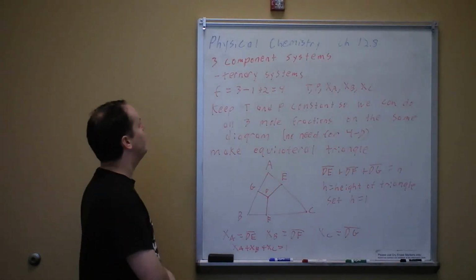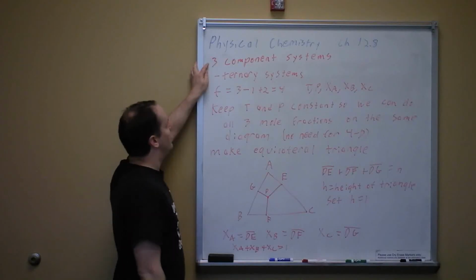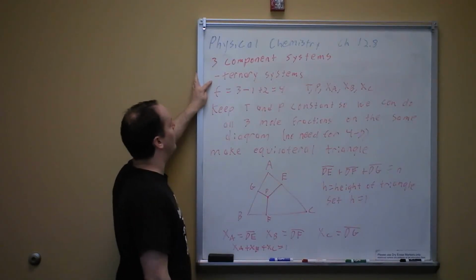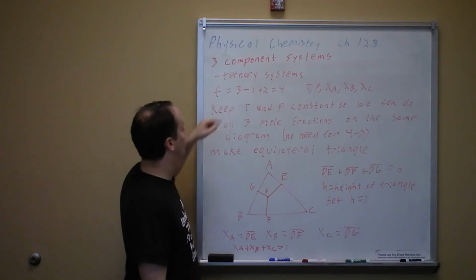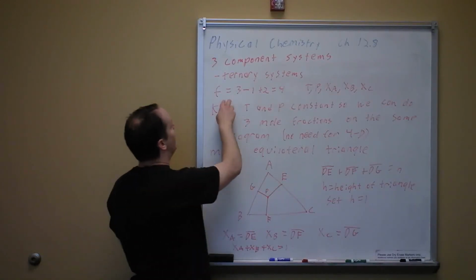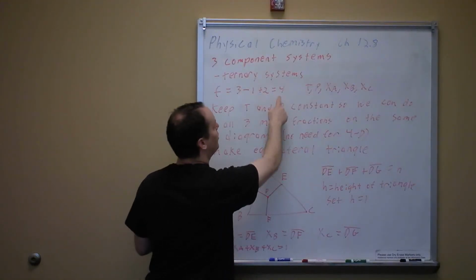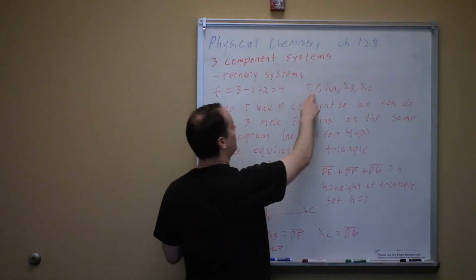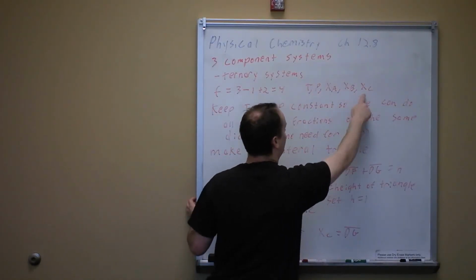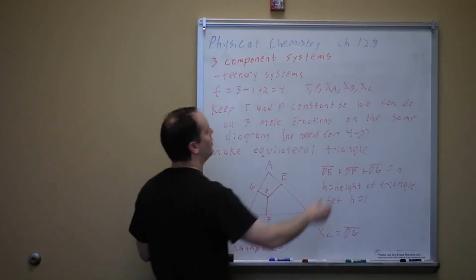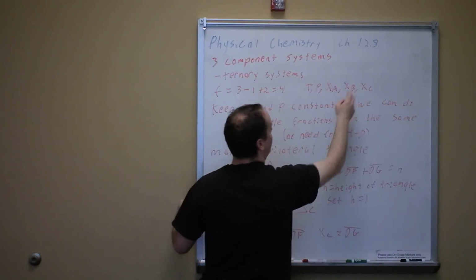Okay, now that we've done a whole bunch of phase diagrams for 2-component systems, we can talk about a 3-component system. 3-component systems are known as ternary systems. Now the degrees of freedom, if we have just one phase, we're going to have 3 components minus 1 phase plus 2, which is equal to 4. Now our intensive variables would be temperature, pressure, mole fraction A, mole fraction B, mole fraction C, etc. But remember, 2 of these 3 mole fractions are independent because the third one has to make it add up to 1.